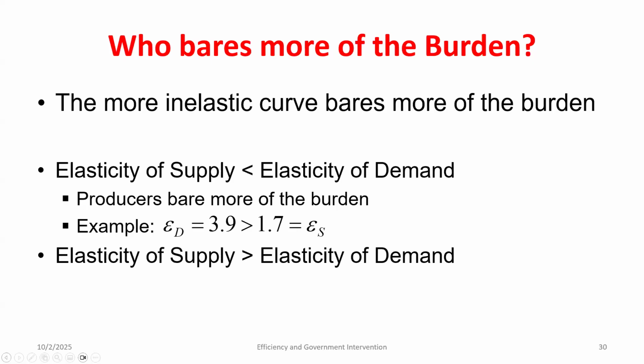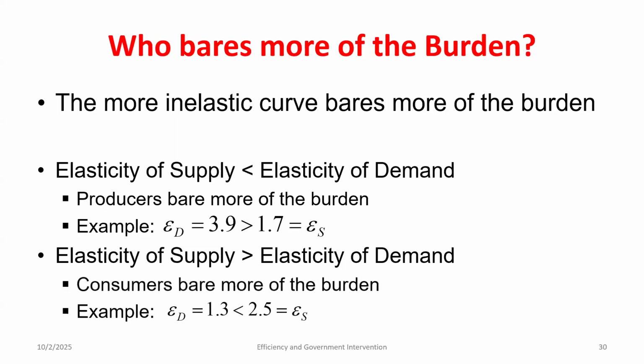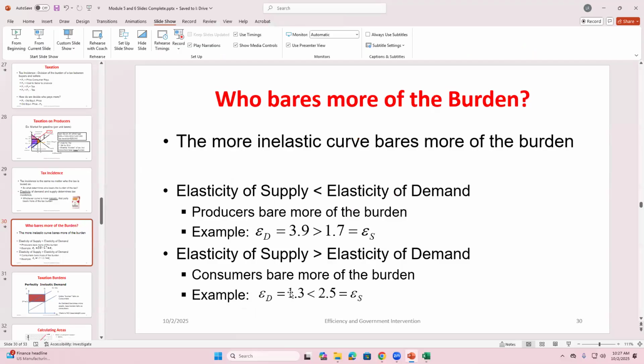The more elastic is the higher number. Now, both supply and demand in this case are above 1, so they are both elastic. It doesn't matter. It's whoever is more elastic. So if consumers are more elastic, who is going to bear less of the burden? Consumers, which means who's going to bear more of the burden? Producers. Now, if I have another example, right?